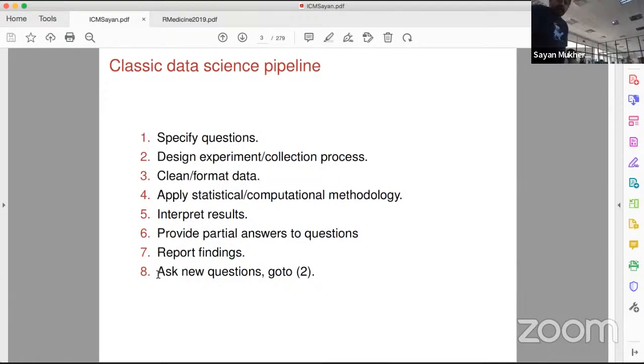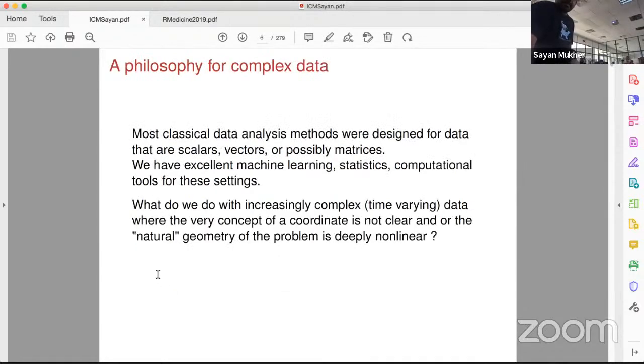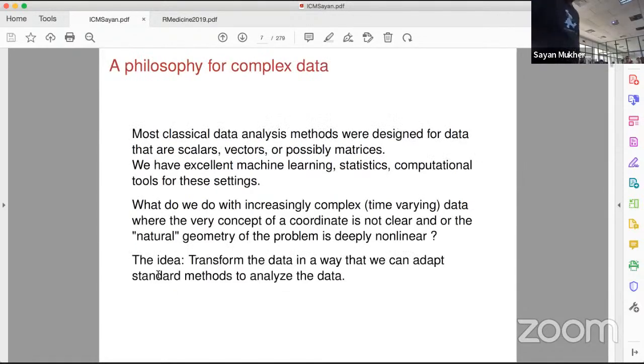Okay, and what I think is really highlighted, at least from my experience, is that for complex data objects or time varying or complex data, and I'll show you what I mean by that, it really pays to think carefully about how you're going to represent your data. Okay, and this is kind of a philosophy.